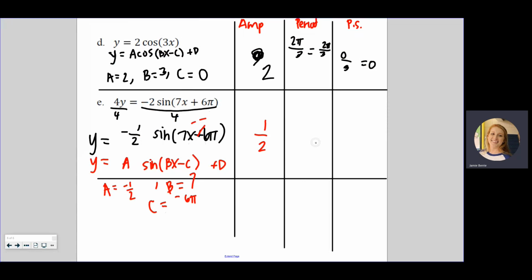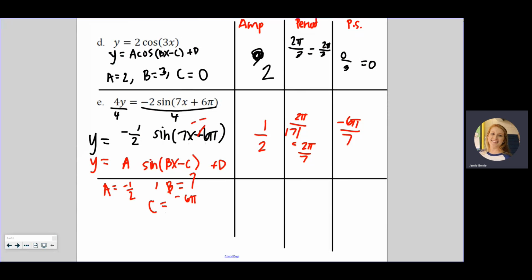Let's go over here and find the period and the phase shift. Period is 2 pi over the absolute value of b. So that's 2 pi over the absolute value of 7, which is 2 pi over 7. Phase shift is c over b. So that's negative 6 pi over 7. Phase shift is allowed to be negative. Amplitude and period should not be negative.